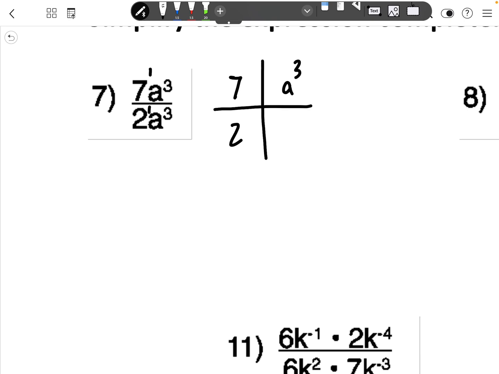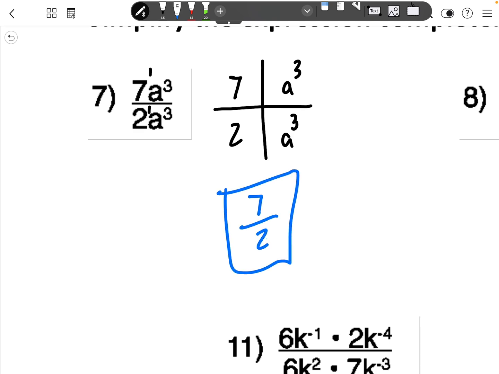Then a to the third, a to the third. 3 minus 3 is 0, so in my answer I have 0 a's. But I have 7 over 2. And 7 over 2 cannot be simplified. And we can do improper fractions, so I'm just going to leave it as 7 over 2.